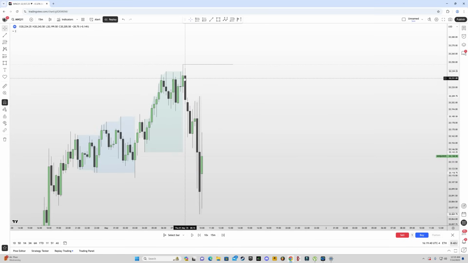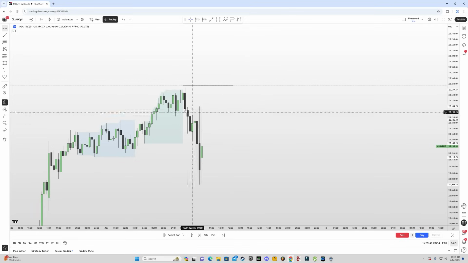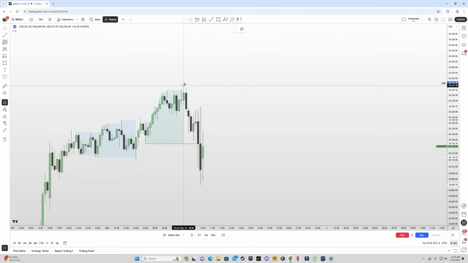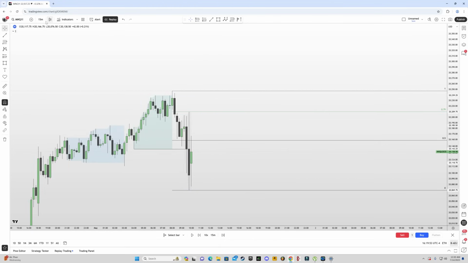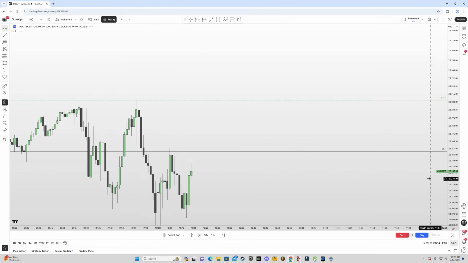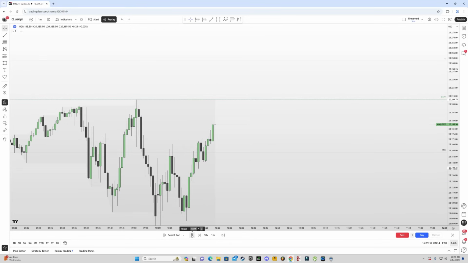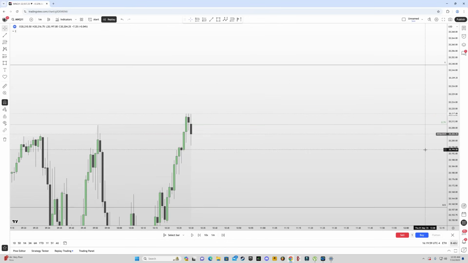Now, of course, you can see that we have the London high here, but we swept the London low over here. Now we mark out our fib levels from the London high to the lowest point of the liquidity sweep. Now we go on to the 1 minute time frame, and we'll wait for price to give us a signal that it wants to go up towards that liquidity point.